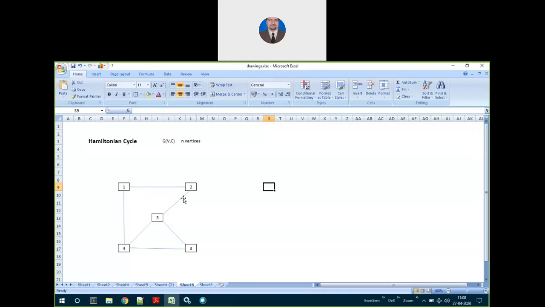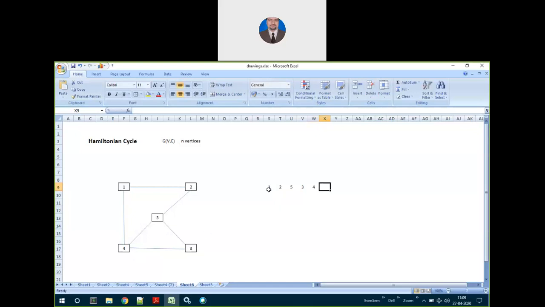Now suppose I start from vertex 1, I keep on visiting its connected vertices. So 1 is connected to 2 and 4. I will travel from 1 to 2. Now 2 is connected to 5. Then 5 is connected to 3 as well as 4. This time I will choose vertex 3, that is, from 5 to 3 I will travel. Then from 3 I will travel to 4 because it is connected.